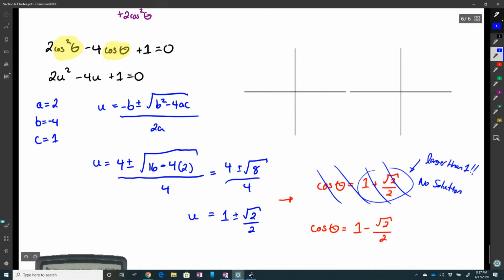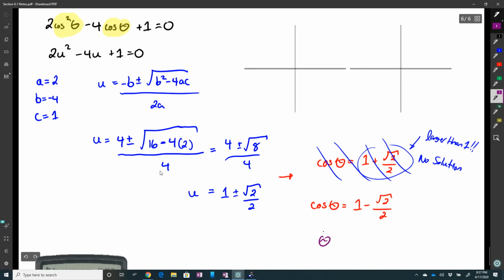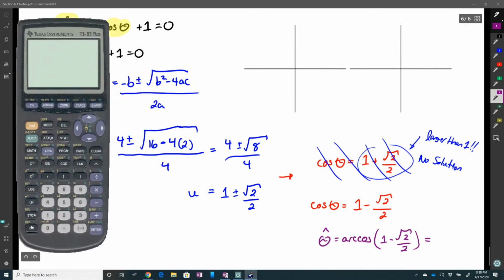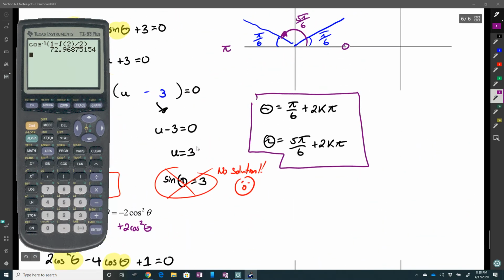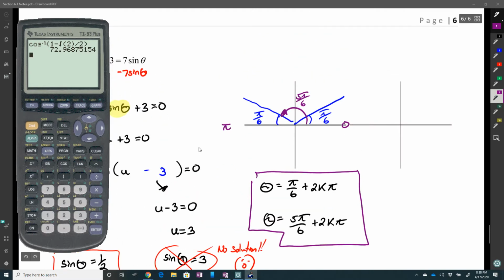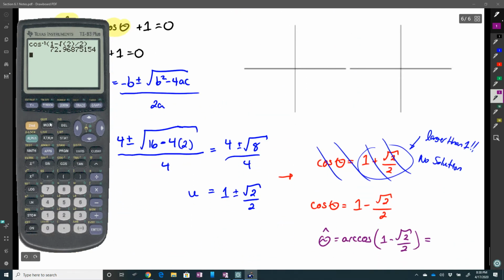And so I got to figure out what my angle is. It's going to be arc cosine of 1 minus square root of 2 over 2. So let's see what that is. Second cosine, 1 minus square root of 2, close parentheses, over 2. And here, I did the last one in radians, right? So this one will be in degrees, and I think this is in degrees. Yeah. 72.97.